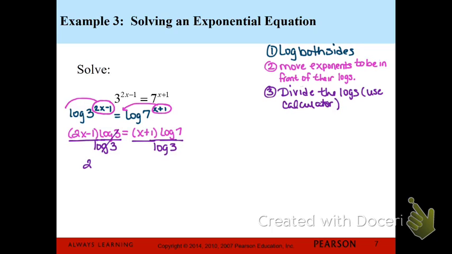So we do that. We get that 2x minus 1 equals x plus 1 times whatever log 7 divided by log 3 is. So put that in your calculator. Alright, so you found that log 7 divided by log 3 is 1.771.